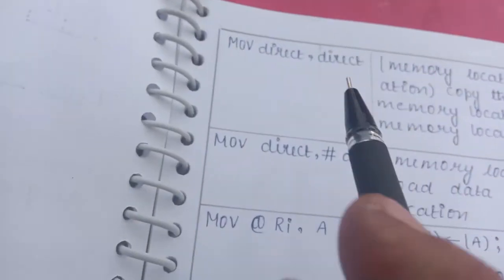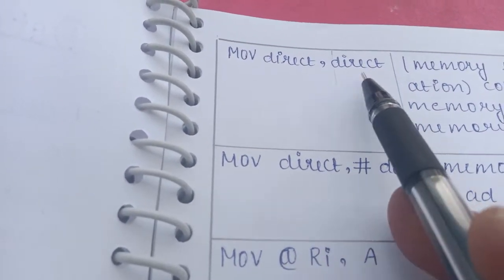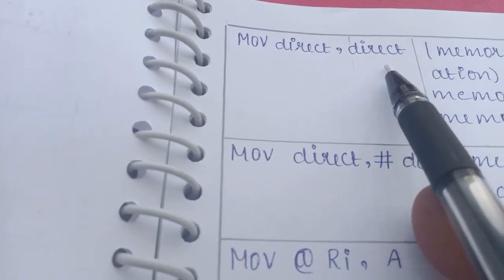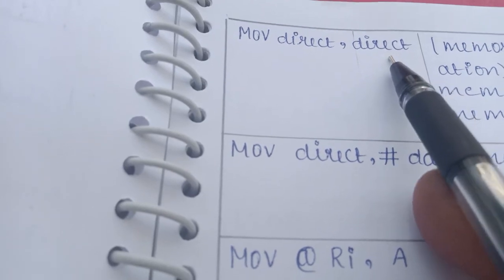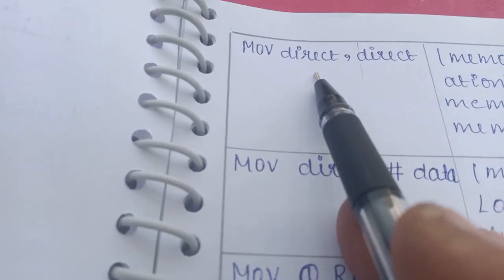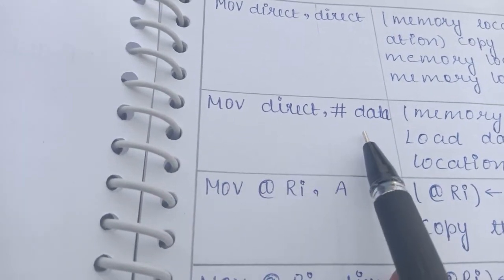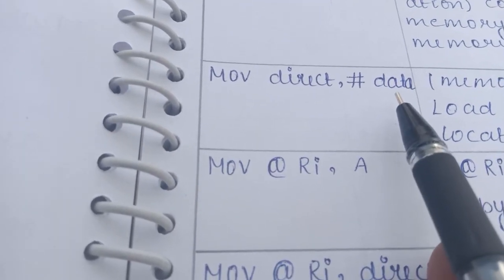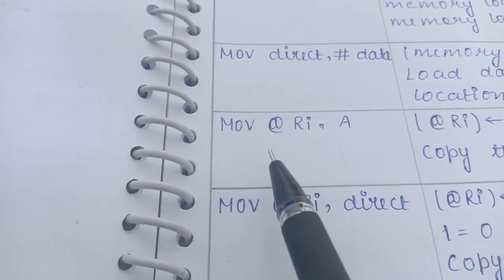Next one, MOV direct, direct. In this instruction both are internal RAM locations only. So what does it mean? Move the data from the source location to the destination location without changing the content of the source. Next, MOV direct, #data. Move the 8-bit data given in the instruction to the RAM location given in the instruction.